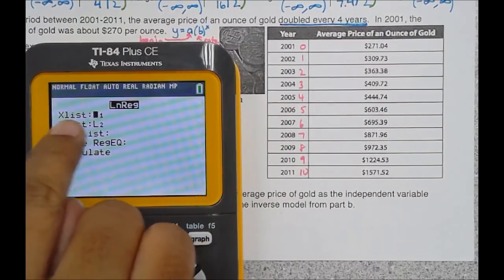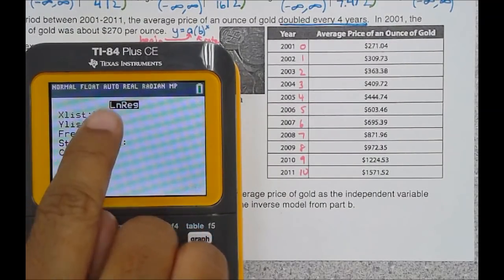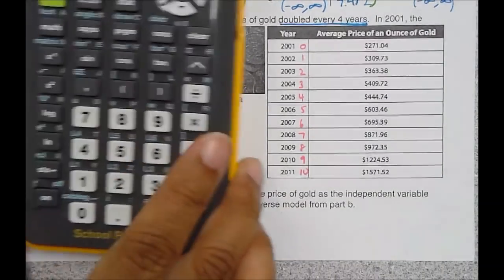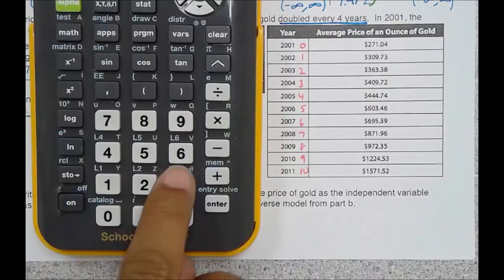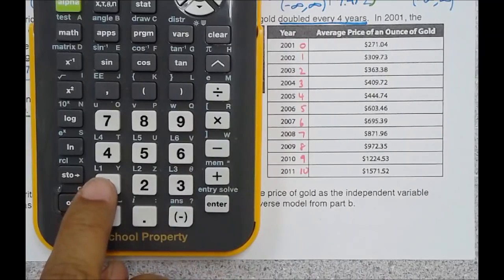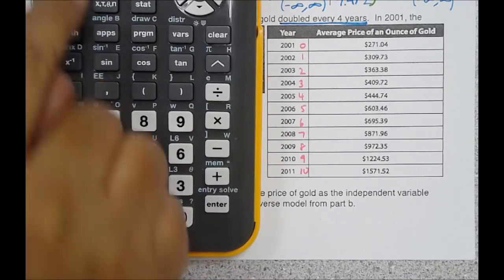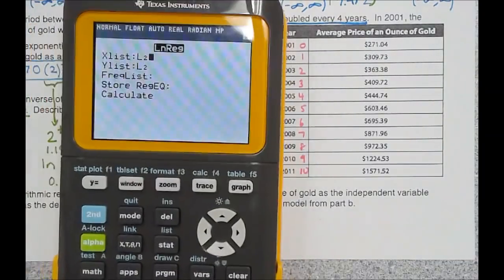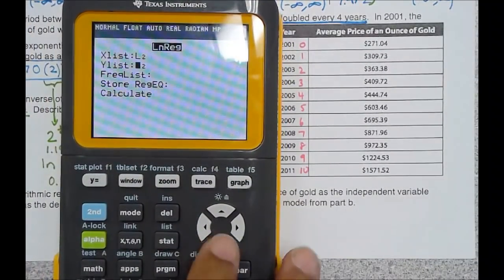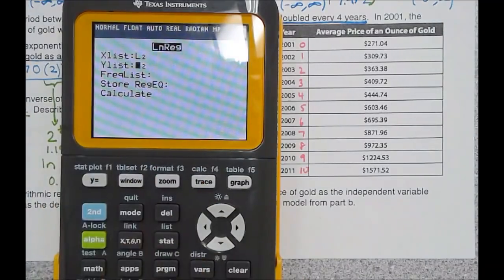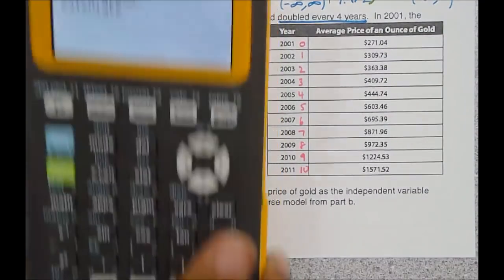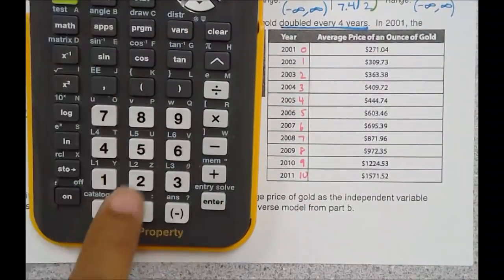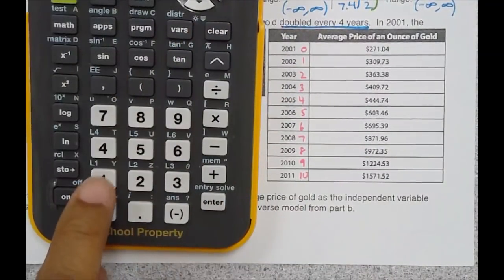We don't want the X values to be list 1. We want that to be list 2. So to do that, on the very bottom, you notice it has L1, L2. You'll have to hit the shift button or second button and then hit L2. What'll happen is L2 will change to be the X. Then arrow down and we're going to change that to be L1. So how do you change that to L1? We go back to the bottom, hit the second button, and then hit the number 1, which is L1.